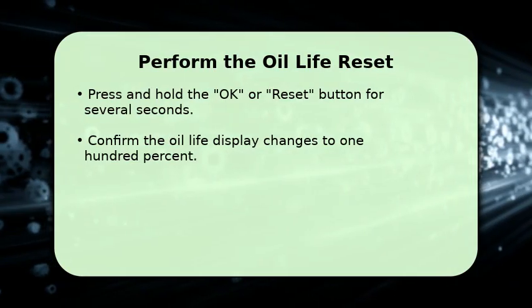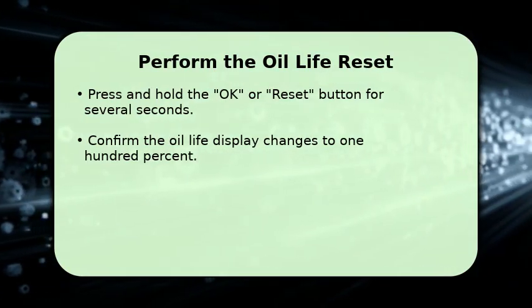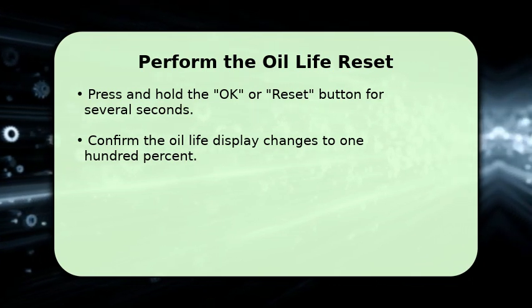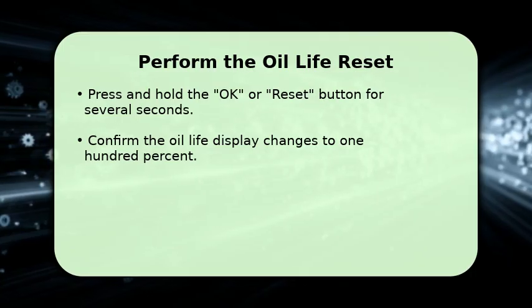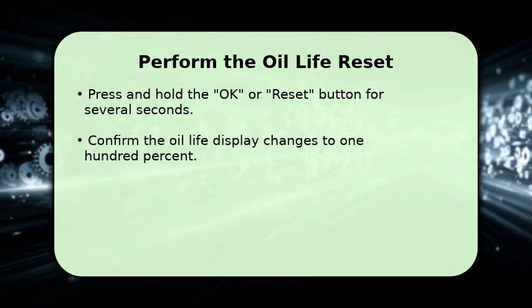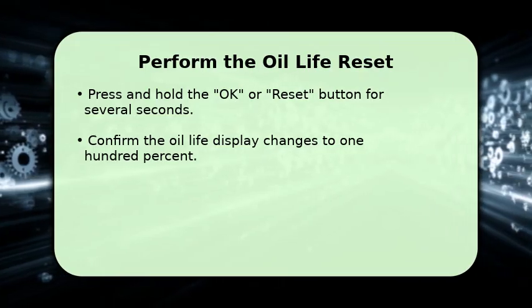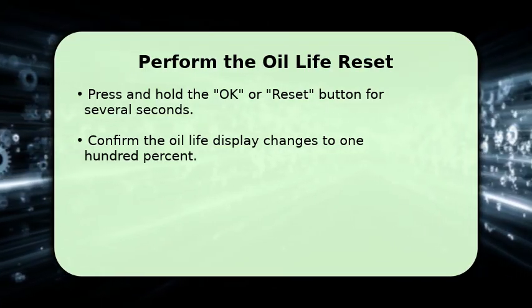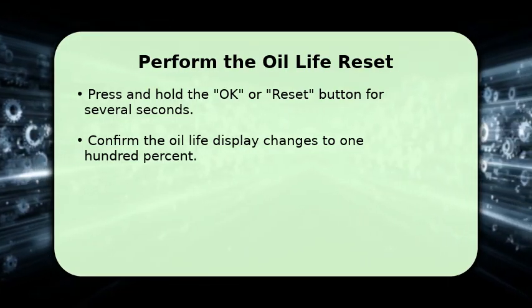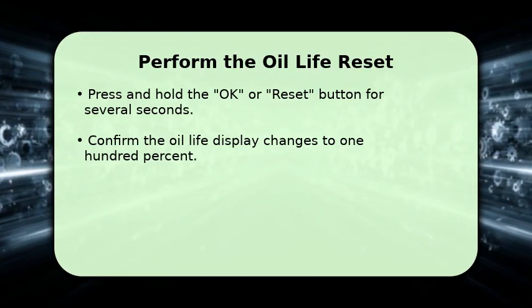Once you've reached the Oil Life screen, locate the OK or Reset button on your steering wheel. Press and hold this button down for approximately 5 seconds. You should see a message confirming the reset, and the oil life percentage will change to 100%. This indicates that the system has successfully registered the oil change, and the reminder light should now be off. It's a quick and satisfying step.